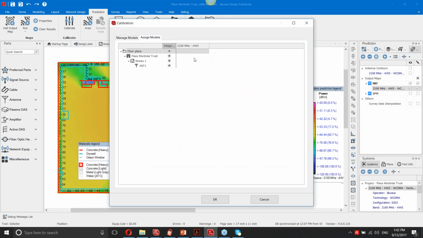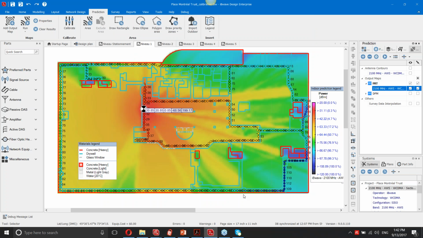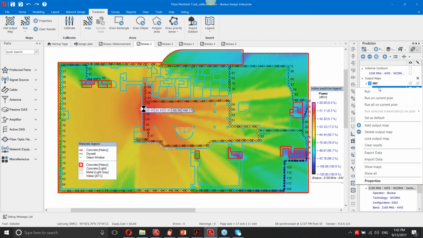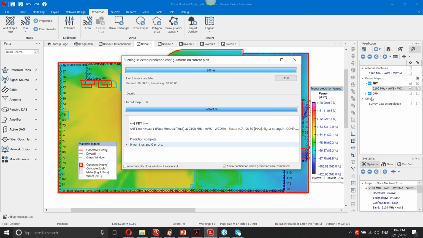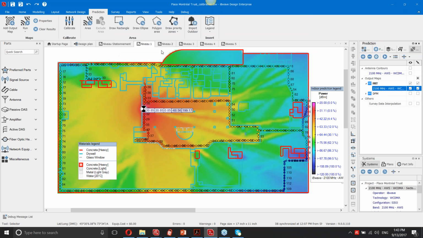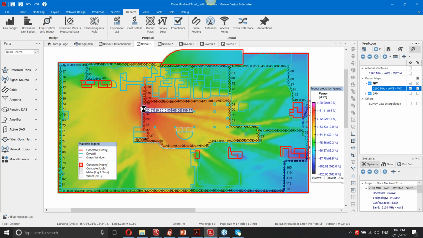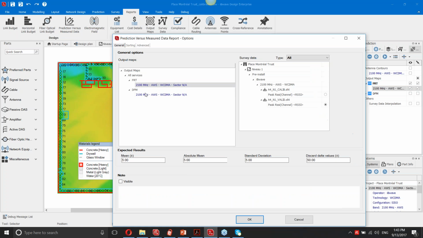And then assign that model to that antenna. Once I do that, I'm going to run this again because I now am running this with a calibrated model. And then in reports, I'm going to say, okay, let's compare those now.